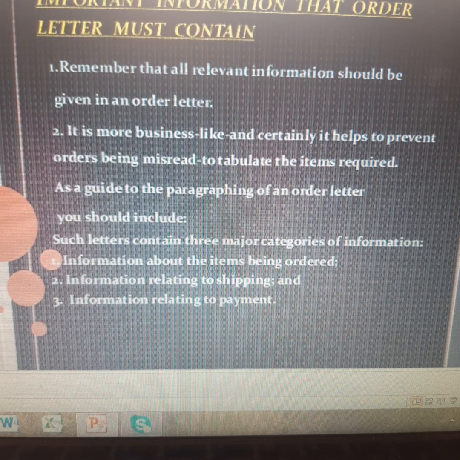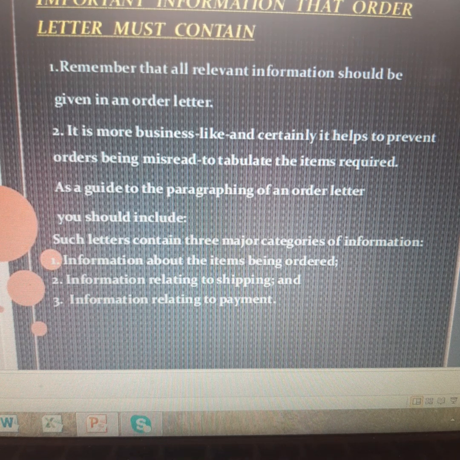Children, let us continue with slide number 4. You had drafted the format, and there are now a few points that I would like to take up. Children, remember that all relevant information should be given in an order letter. Now, this slide, here I am talking about the content, what all needs to be included in the content. We have to remember that all the relevant information should be given in the order letter.